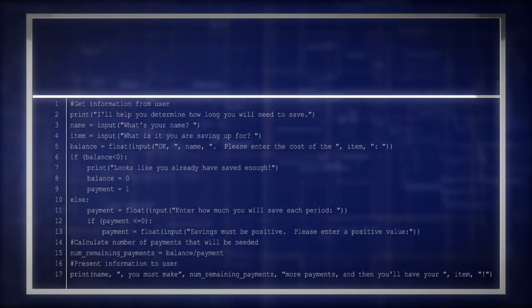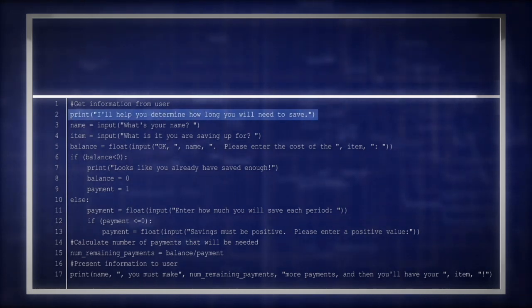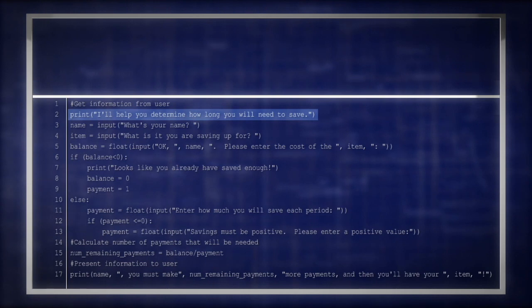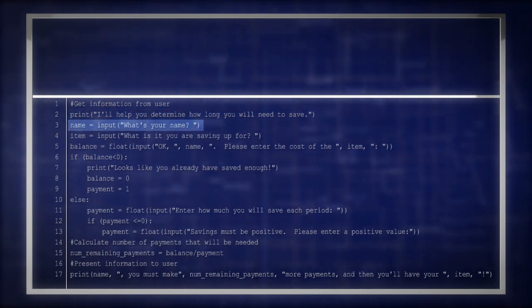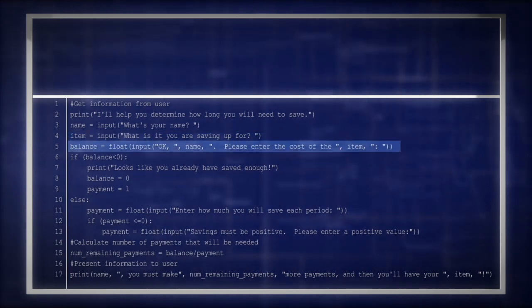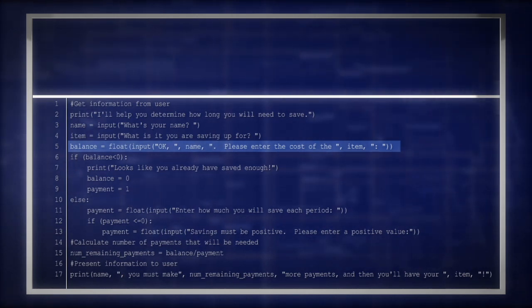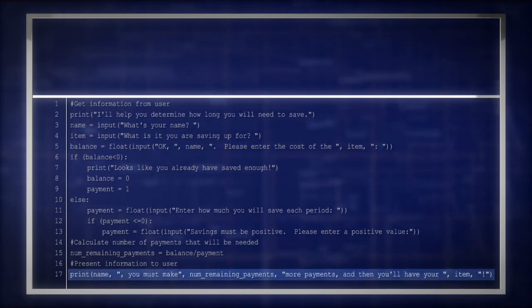Well, here's one solution. It's not the only one, though. Notice that we start out by printing a message saying that the program is to help you determine how long you'll need to save. We then ask the user to enter their name and what they're saving for. Next, when we ask for the balance, we can actually include the user's name and the name of the item. It makes the message a little bit friendlier. Again, at the very end, when we print out the message about how many payments are needed, we can put the name of the item in there.